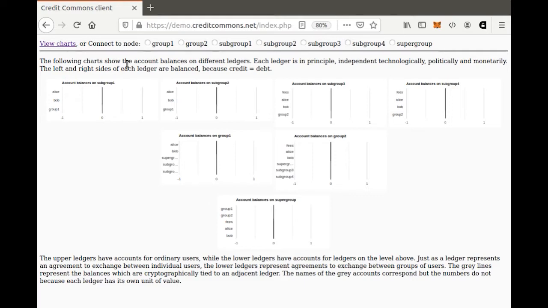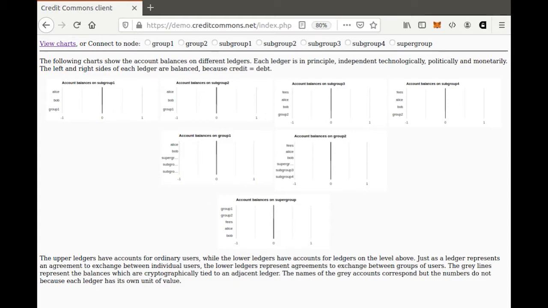And then as we get towards the root of the tree or the trunk, those groups are able to communicate with each other. So if subgroup 1 wants to trade with subgroup 2, it will do so through group 1, and if subgroup 1 wants to trade with subgroup 3, it would do so through group 1, supergroup, and group 2.